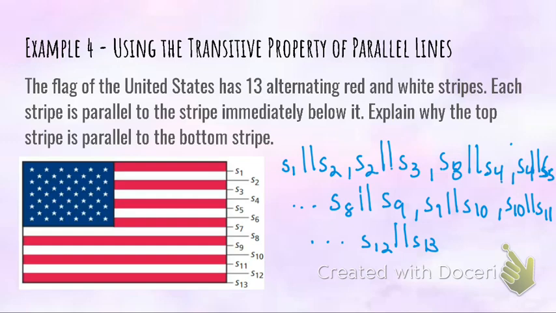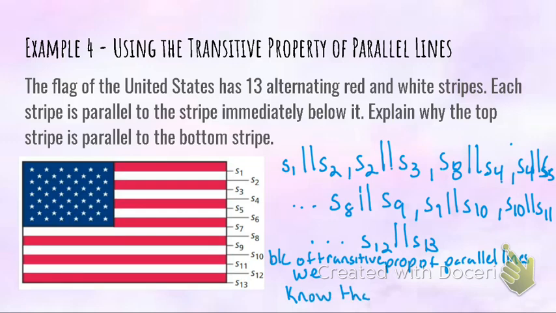So now we see that we have this whole thing where one's parallel to the next one, which is parallel to the next one, which is parallel to the next one. So we see that, I wanted to figure out a spot I can write that won't be because of the transitive property, the one we just learned, of parallel lines. We know that S1 is parallel to S13 because if it's parallel to the same thing, they have to be parallel to each other.